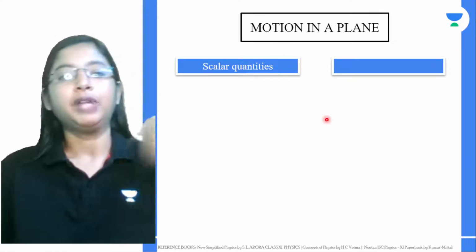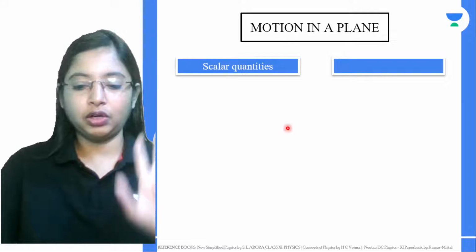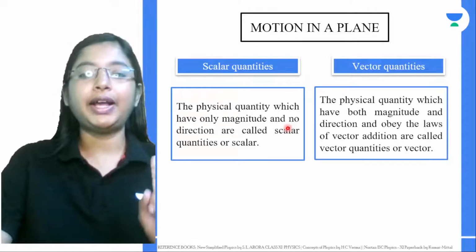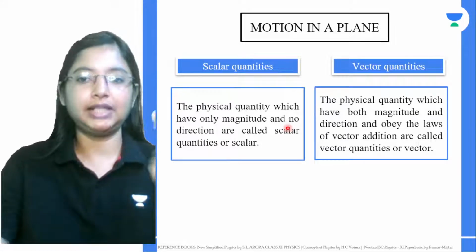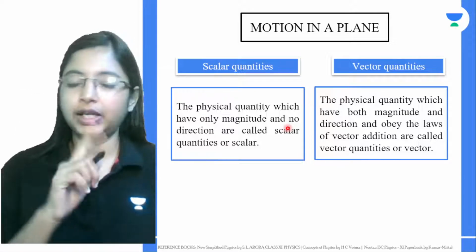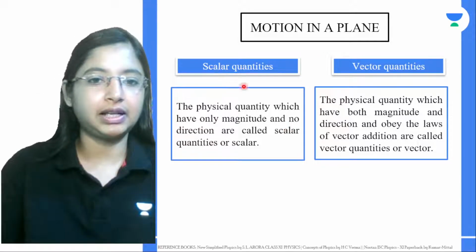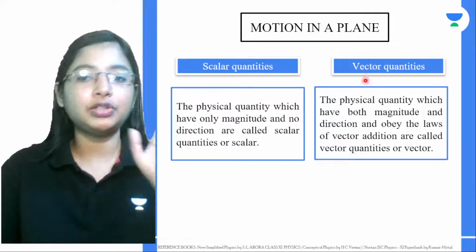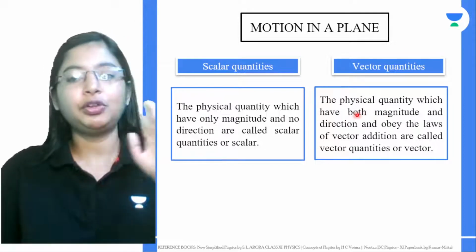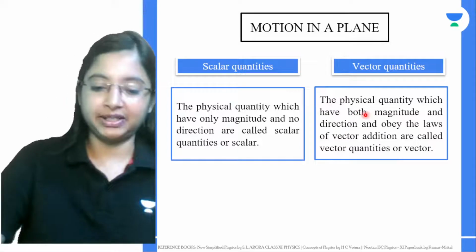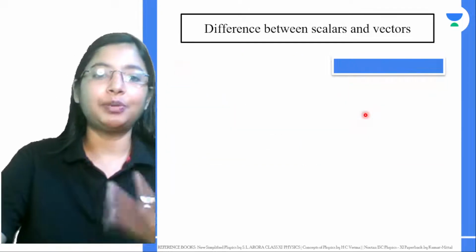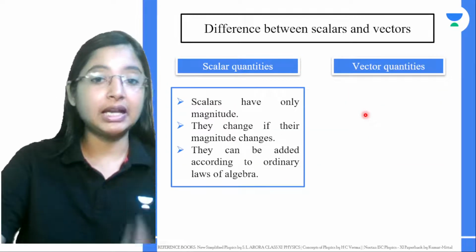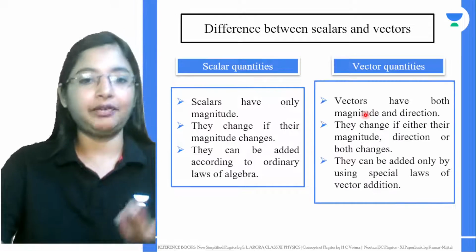Now, a scalar quantity has only magnitude. A vector quantity has both magnitude and direction. If you know, you can give me the examples we have discussed in the last class. For example, mass is a scalar quantity and velocity is a vector quantity. If you know more examples, you can share them in the chat box as well. From here we saw the difference between scalar quantities and vector quantities.